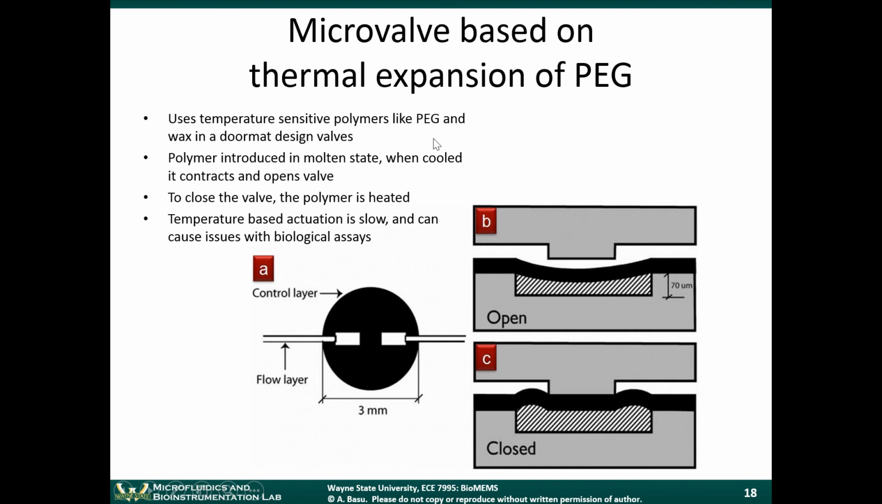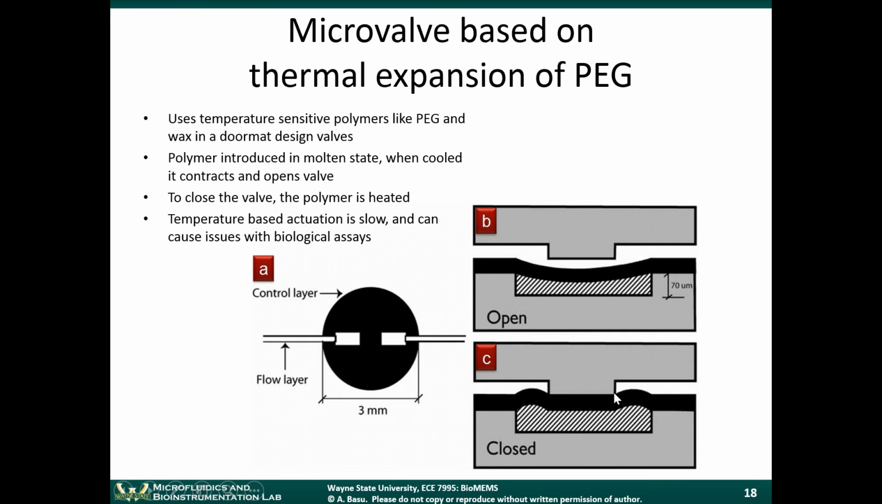Now, many materials have what's called the thermal expansion coefficient. What that means is that the material expands when you heat it up, and then it contracts when it cools down. Most materials do this in some form or another. So temperature-sensitive polymers like PEG and wax can be used in this type of doormat valve design. So we've looked at doormat valves before. You can see this is basically a doormat valve design.